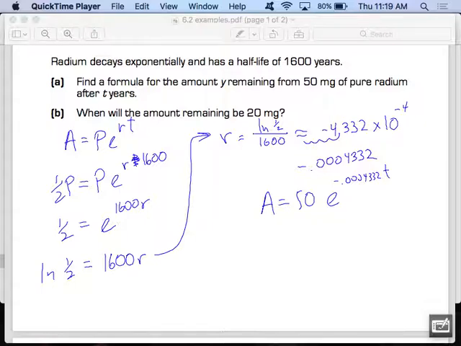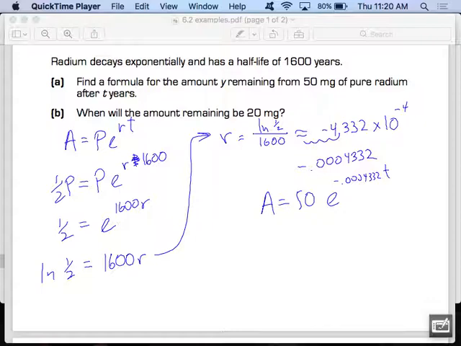Once you get to that point, life is good, because now you can answer all kinds of questions. And there's pretty much only two questions to be asked. How much time will it take to have X number of milligrams? Or how many milligrams of radium will you have after T amount of time? So we got the formula, part A is taken care of.